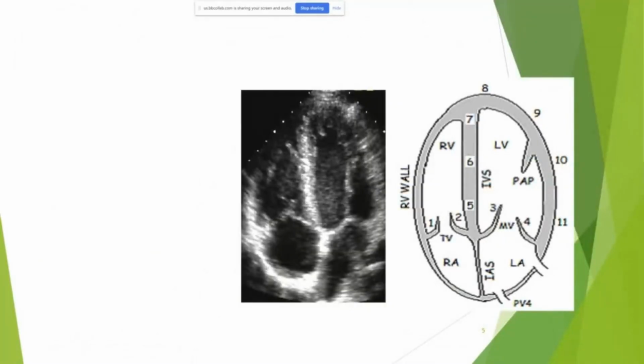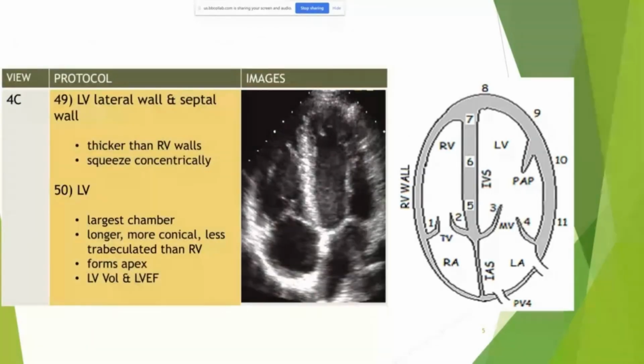All right, you guys, that was a pretty good video just to kind of give you an idea of what you should be seeing when we get to lab. So I want to talk about a few things when it comes to the protocol. You always want to make sure that you can see your septal wall and your lateral wall. If you cannot see them, that's a problem. You don't have a proper four-chamber.